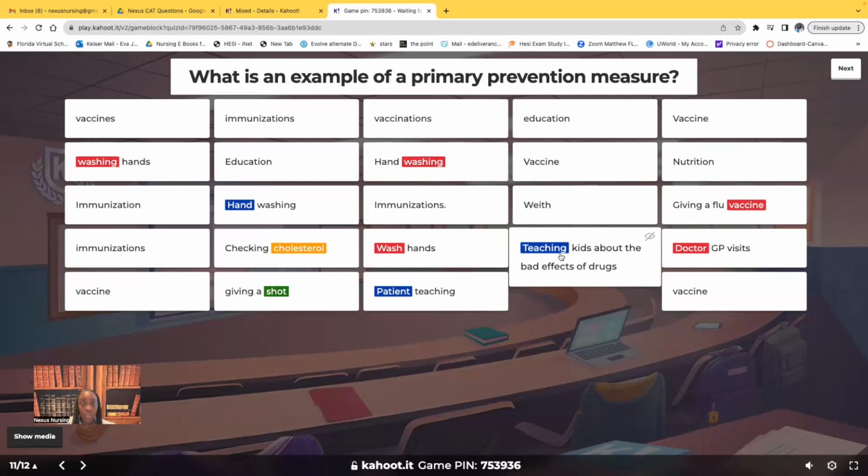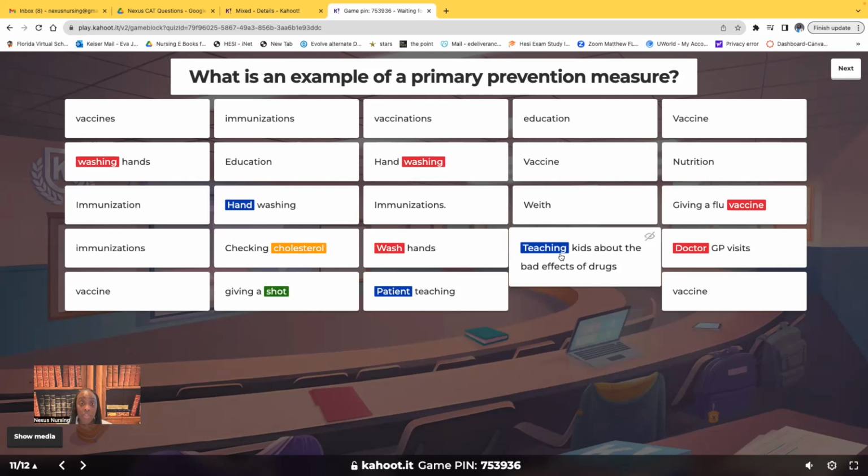Secondary prevention measure would be something where the patient might have it. We think they have it. We want to see how bad it is. So it would be something like a biopsy or a mammogram or a colonoscopy. So that's primary, secondary. Then you have tertiary prevention measure.